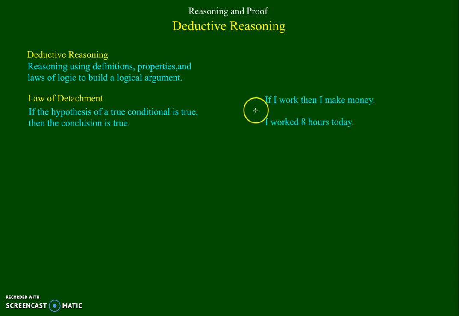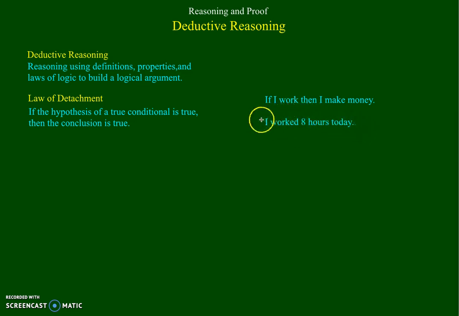We'll start with this simple conditional statement. If I work, then I make money. Now let's assume that this is true. So if I work, the I work part is the hypothesis, I make money is the conclusion. We're going to assume that this conditional statement is true. That is, if I work, then I in fact will make money. Now we take some statement of fact. I worked 8 hours today.